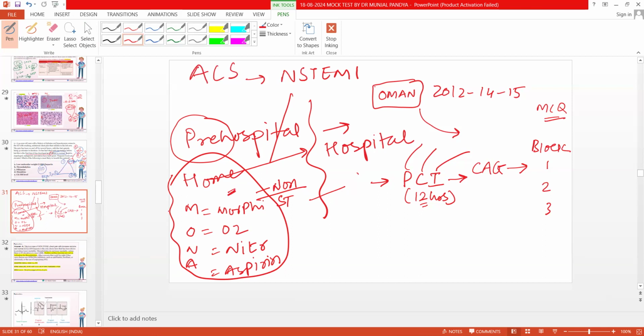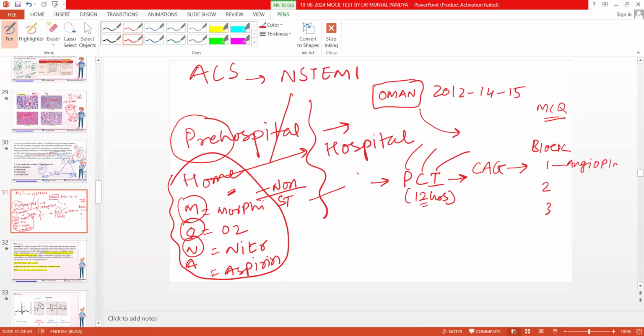What do you give? Sometimes they tell you, morphine and oxygen is given. What else do you give? Morphine, oxygen and nitrates are given. What else do you give? Remaining is aspirin. So multiple questions, but if you understand the concept, you can answer any question. So now PCI, right? Angiography, right? If it is one block, what will be the management?